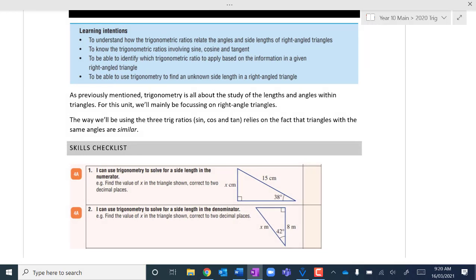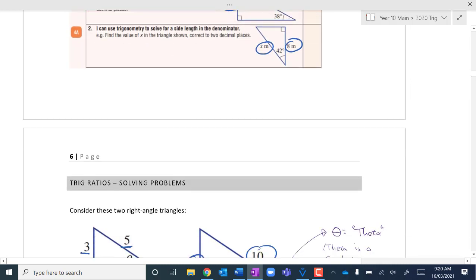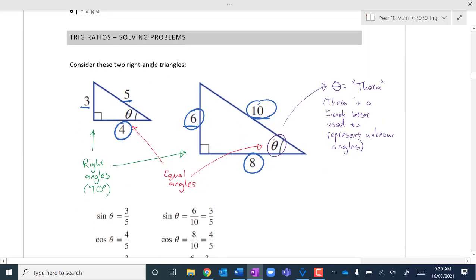So if you can solve a side length, we've got two different ones. We've got ones where we've got the unknown as the denominator, and we also have a side length. I can use trig as well. So there's different types. We're going to be looking at a couple. First of all, let's have a look at trig ratios.